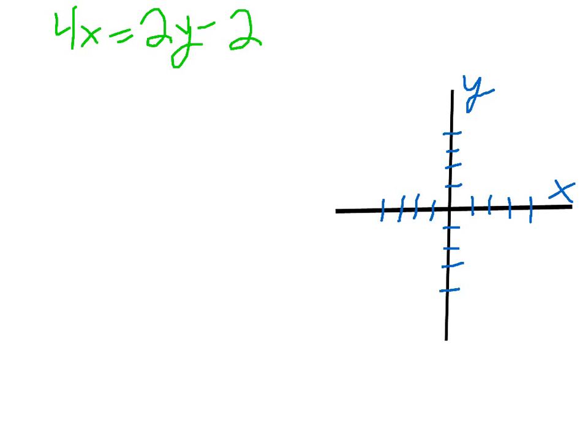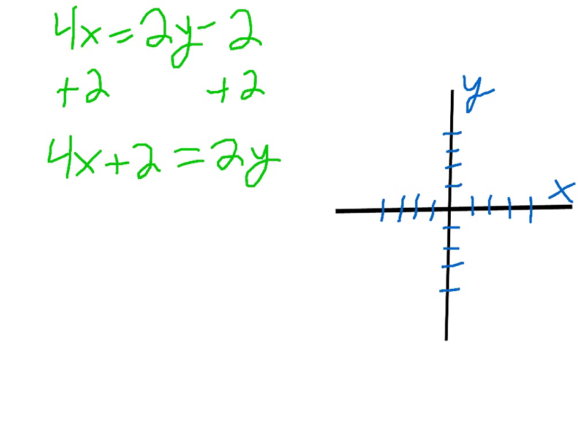To do that, I want to get y alone. So my first step is to get y by itself. To do that, I'm going to add this 2 to the other side. Plus 2, plus 2. So I'm going to have 4x plus 2 equals 2y. Okay. My last step here is to get y by itself. I want to divide both sides by 2. Divide by 2. Divide by 2.